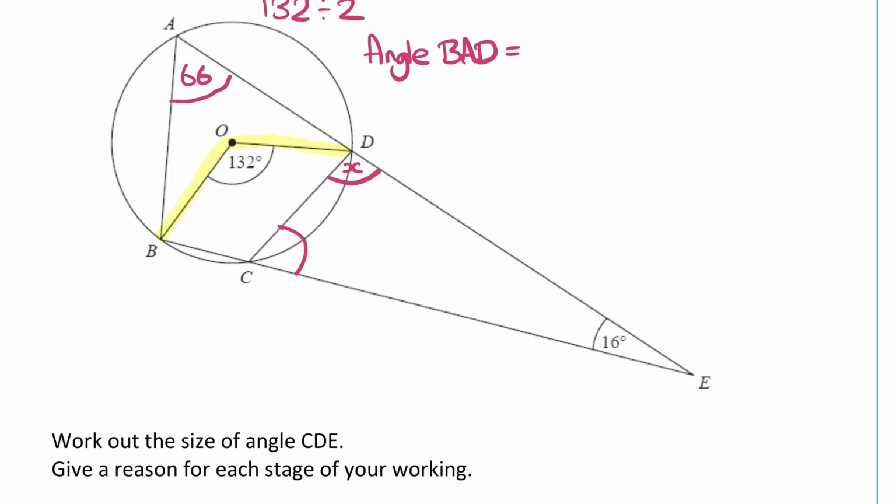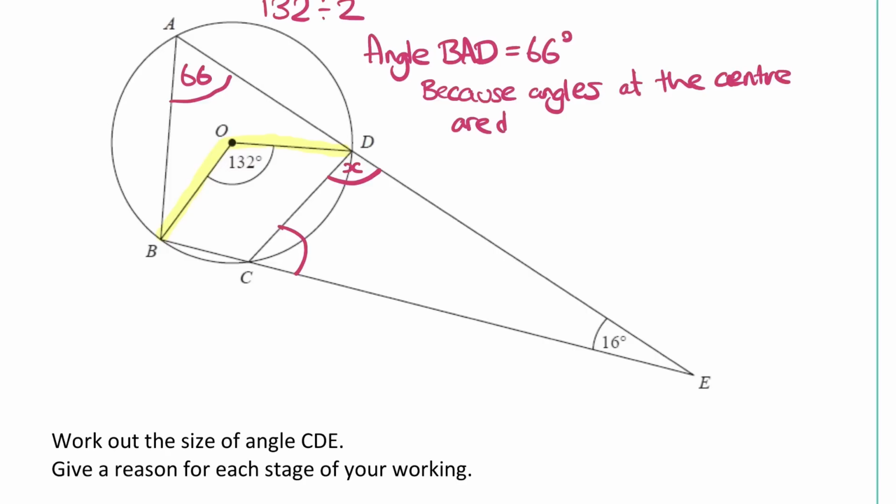BAD equals 66 degrees, and then put your reason with it, because angles at the centre, it just takes a while to write these down, doesn't it? So because angles at the centre, there you go, are double angles at the circumference. There we go. Happy with that. It's labelled next to my working, next to the angle that I've written in.